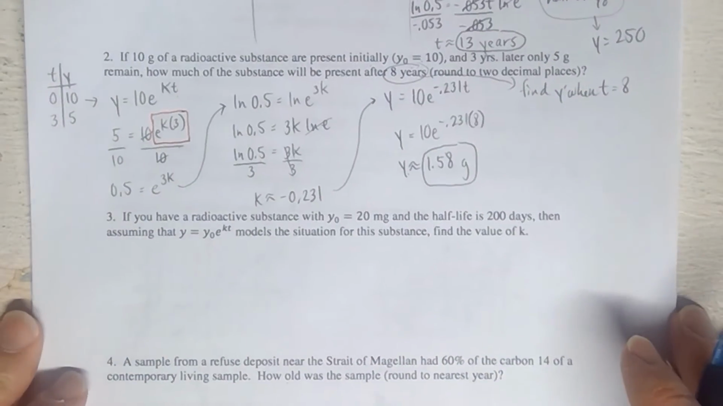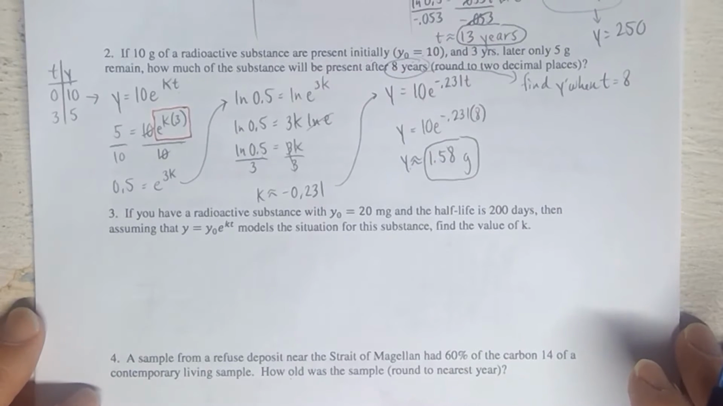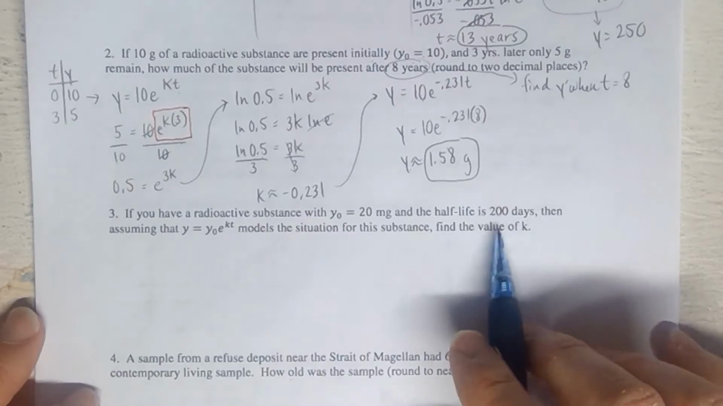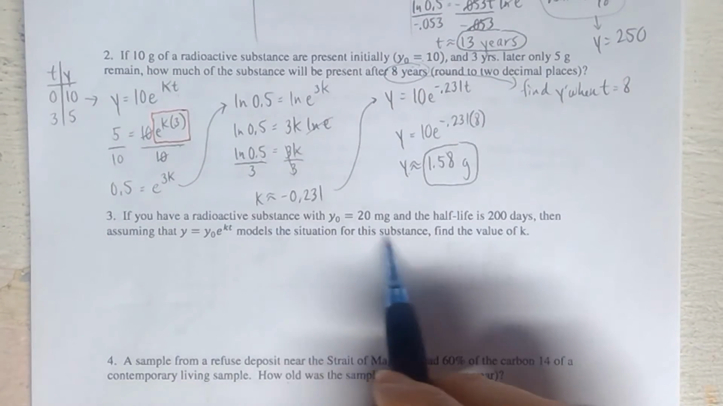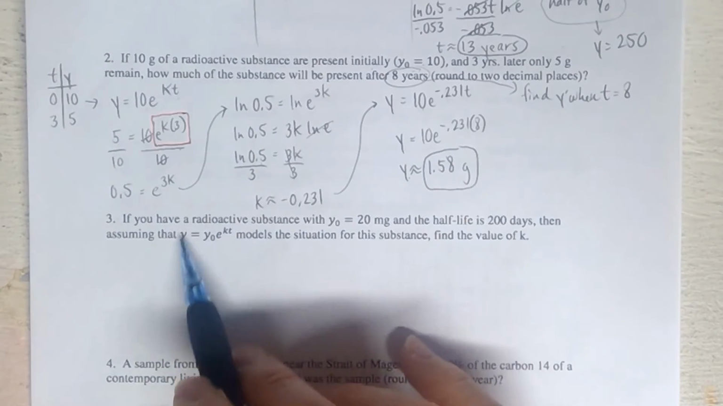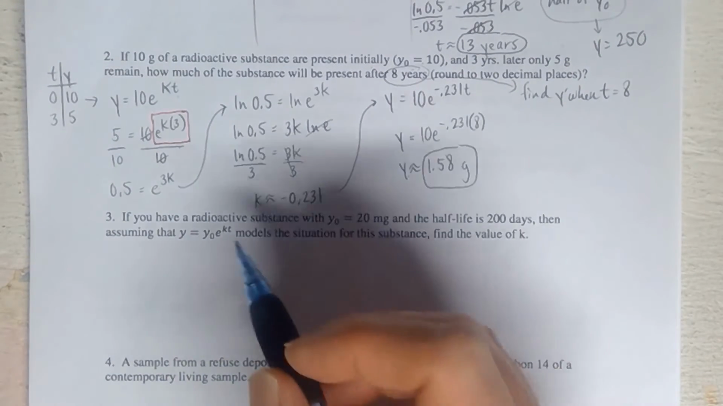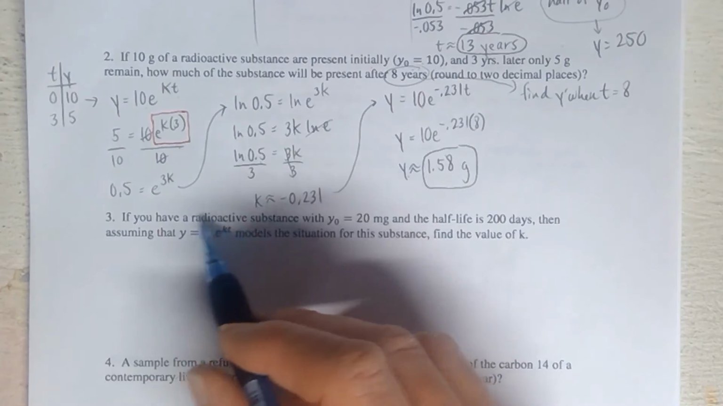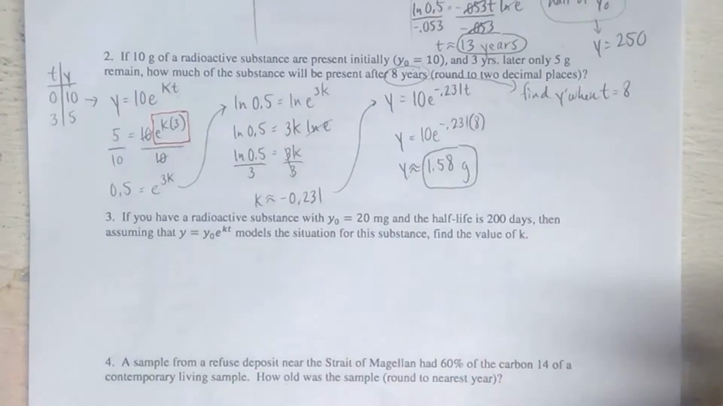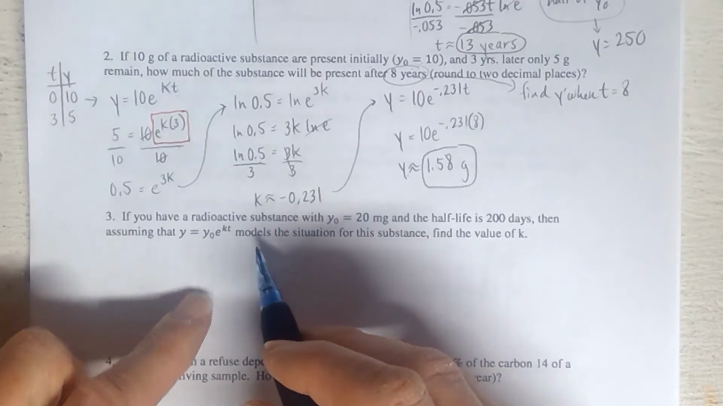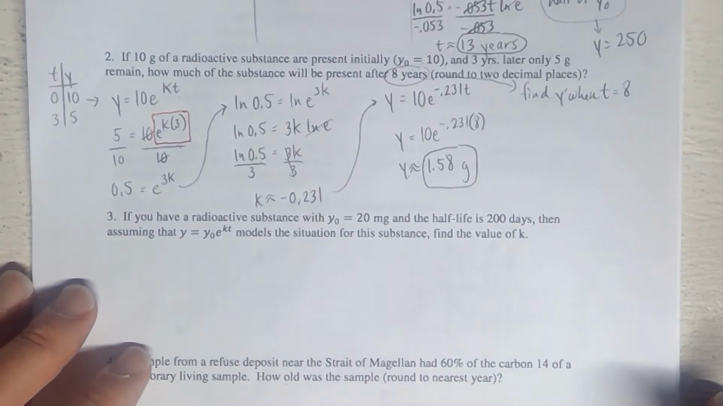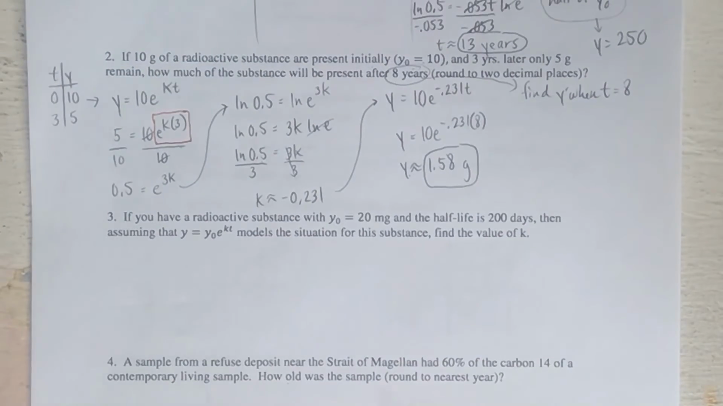All right, next. If you have a radioactive substance with y naught equal to 20 milligrams, and the half-life is 200 days, then assuming that this exponential decay formula models the situation, in other words the correct formula for this situation, as it typically does with a radioactive substance, find the value of k.